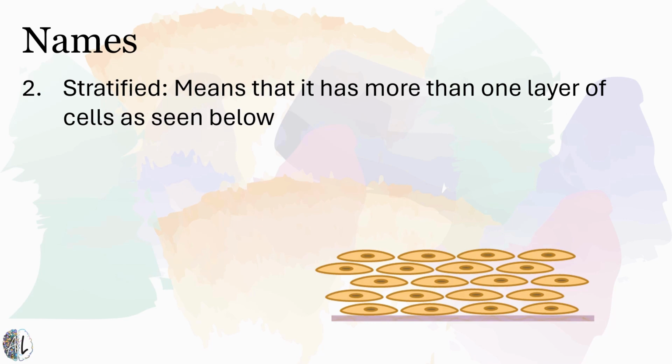The second potential term is stratified. If you see stratified plus one of the shape names, we'll talk about what that means. But stratified refers to the fact that there is more than one layer of cells. So anything two plus would be a stratified type tissue.